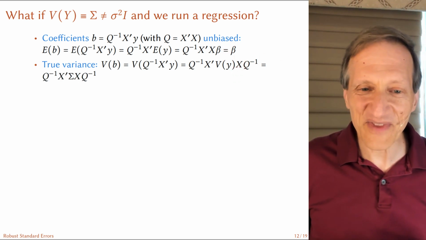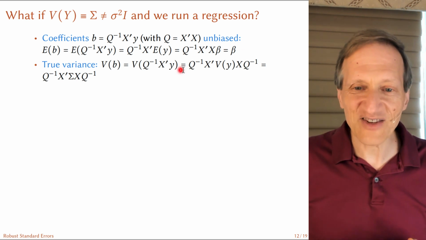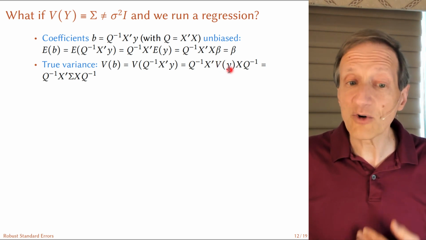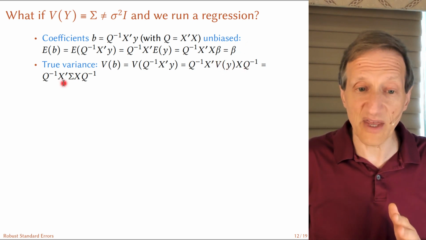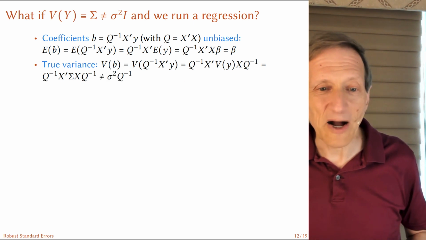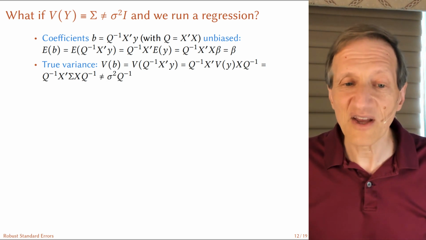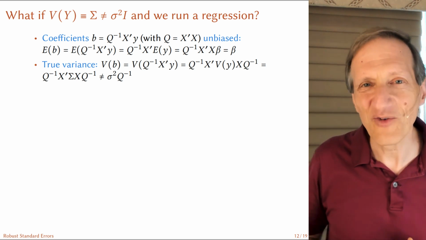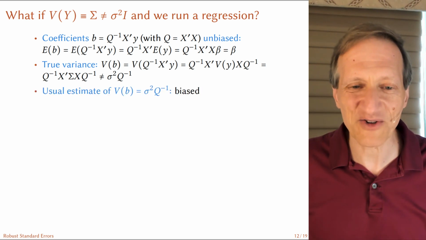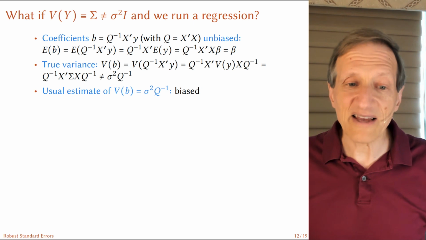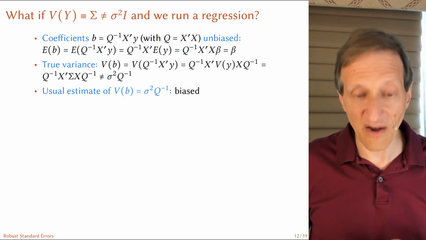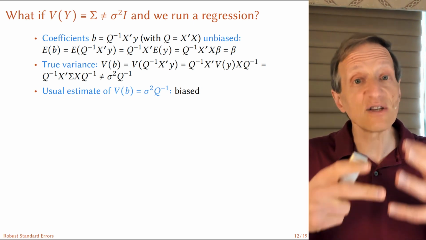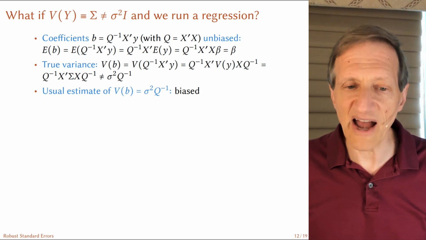And if you look at that, once we substitute in for sigma squared, for the variance of Y, which we know is sigma, so we'll just put sigma there, and that's what that is. Okay, now, this thing is not equal to sigma squared Q inverse, which is the usual matrix expression for the variance that we have, the diagonal of which are the standard errors. So the usual estimate of the variance covariance matrix of B is biased unless the variance of Y is equal to sigma squared I.